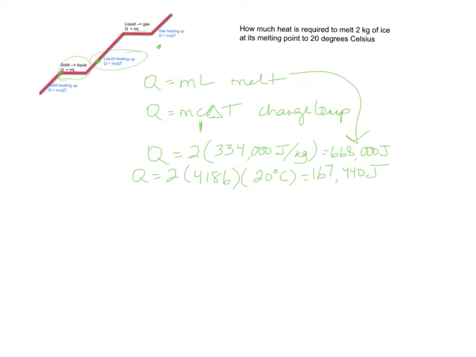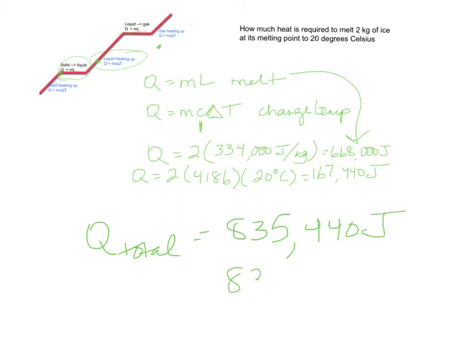668,000 to our 167,000, and we get a total of 835,440 joules, which is 835 kilojoules. So if we move that decimal 3 places to go from joules to kilojoules, we get 835 kilojoules. So that is one sample problem.